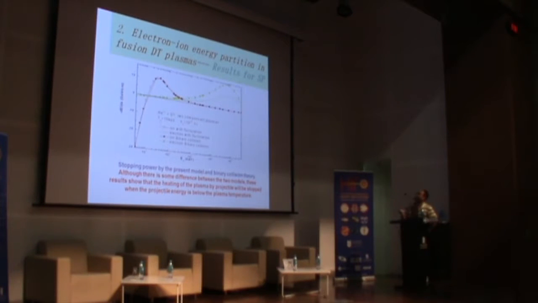Here gives the result of stopping power by the present method and binary collision theory. This one is the contribution from the ion component, and this one is the contribution from electron. We can see that although there is some difference between the two models, this result shows that the heating of plasma by projectile will be stopped when the projectile energy is below the plasma temperature.